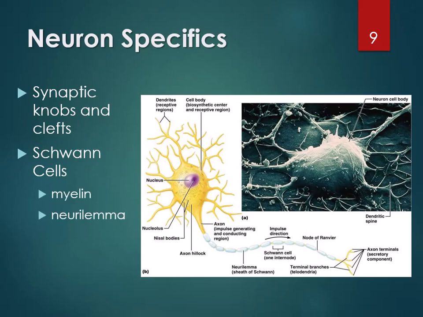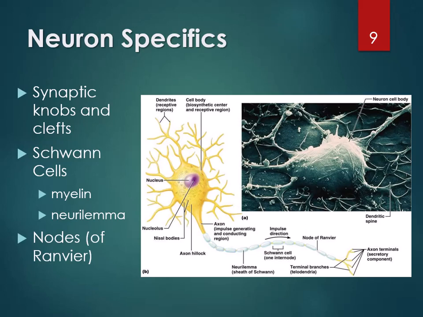Okay, so Schwann cells lay down myelin. The cell membrane of a Schwann cell is called the neurolemma, and the presence of that makes it so if that axon was damaged or cut, it could be repaired. Schwann cells are only in the peripheral nervous system, so there's no repairing axons or neurons in the central nervous system like there is in the peripheral nervous system because of the presence of those Schwann cells.